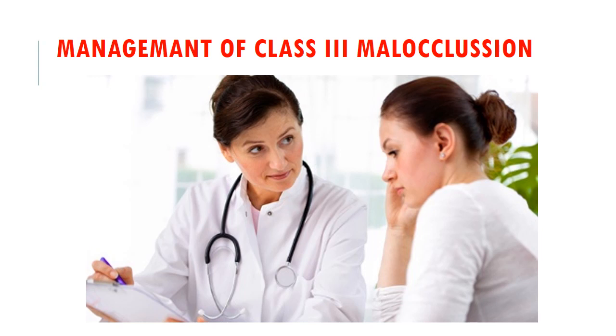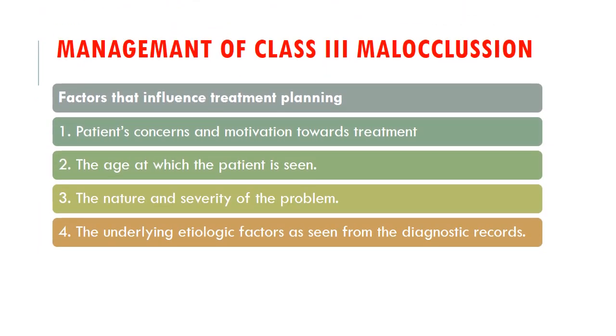The management of the class 3 malocclusion. When treating patients with a class 3 malocclusion, there are a number of factors that can influence our treatment plan. The first of them is the patient consent, which means the patient's chief complaint and the patient's opinion about his occlusion and his facial appearance is very important. Also, his motivation towards the treatment, whether he is internally motivated, which means he is willing to do the treatment and he sees the treatment as something done for him, not to him, is very important.